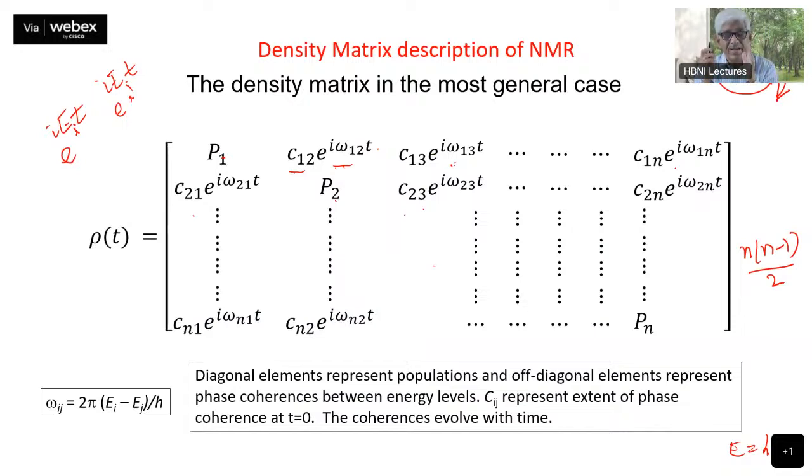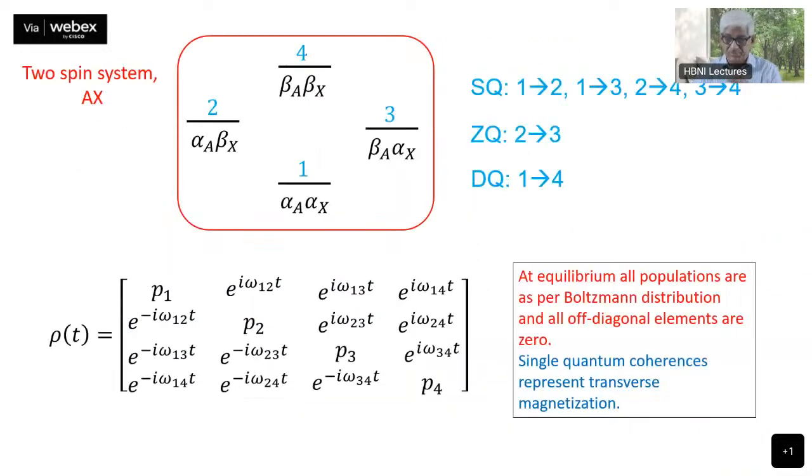Now, when the system is at equilibrium, all the spins are in equilibrium, and there is no phase relationship between the individual states. In that situation, all the diagonal elements will be populations only, and all the off-diagonal elements will be 0 because there are no phase coherences. Diagonal elements represent populations and off-diagonal elements represent phase coherences between energy levels. Cij represents the extent of phase coherence at time t equal to 0. The coherences evolve with time. At equilibrium, the next slide shows a little more explicit situation.